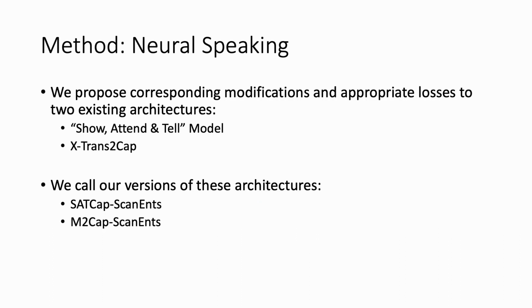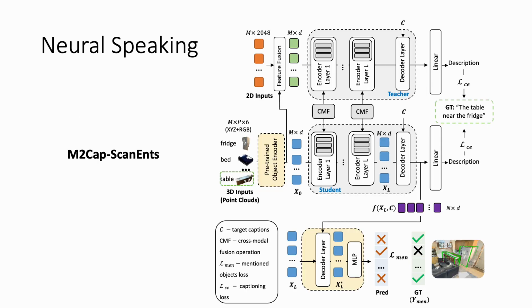For the neural speaking task, we propose corresponding modifications and appropriate losses to two existing architectures. The first one is based on the SAT model. The second one is based on the X-Trans2Cap model. We call our versions of these architectures SAT-Cap ScanEnts and M2Cap ScanEnts. We propose the M2Cap ScanEnts model, adapting the X-Trans2Cap model to operate with our proposed losses and modifications.